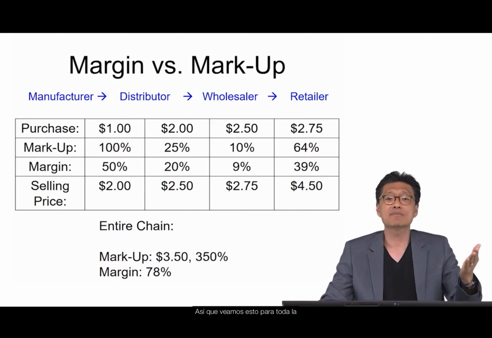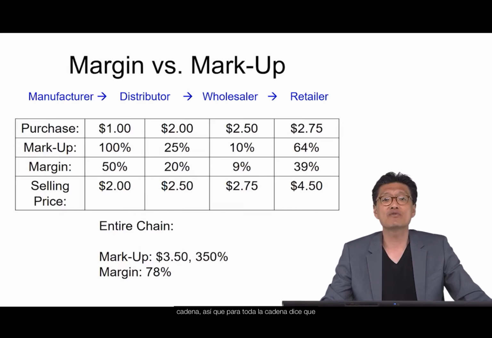So let's look at this for the entire chain. For the entire chain, it says the markup is 350%. So how did we get that? We buy it at $1, and then the ultimate selling price is $4.50. So it's $4.50 minus $1, that's $3.50, and then you divide that by the purchase price, which is $1, so it's 3.50, right? So that's 350%. Whereas the margin, on the other hand, is $4.50 minus $1, which gives you $3.50, divided by the selling price, which is $4.50. Right? So it's 3.50 divided by 4.50, which gives you, what is it?